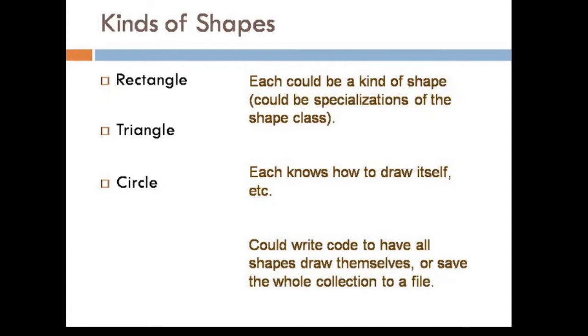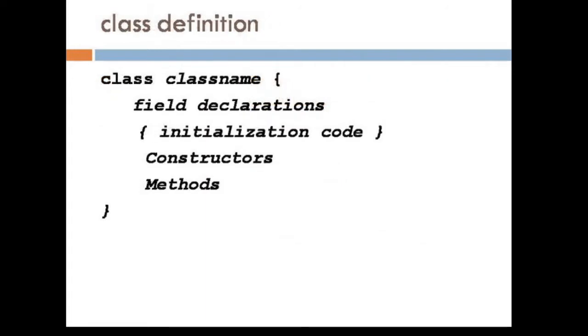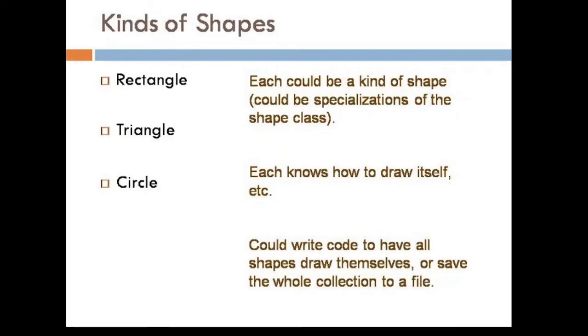Each knows how to draw itself, and we could write code to have all shapes draw themselves or save the whole collection to a file. That is, we can do anything we want regarding the various operations that can be performed on these shapes, which are rectangle, triangle, and circle. And in turn, these shapes are derived from the shapes class.